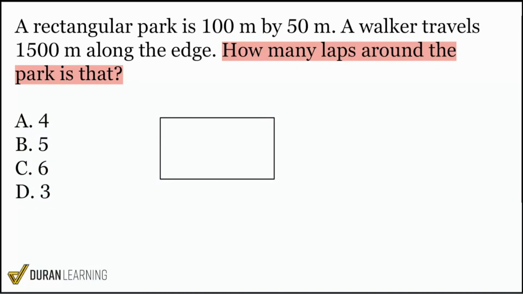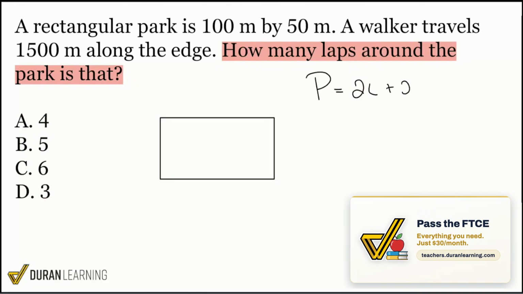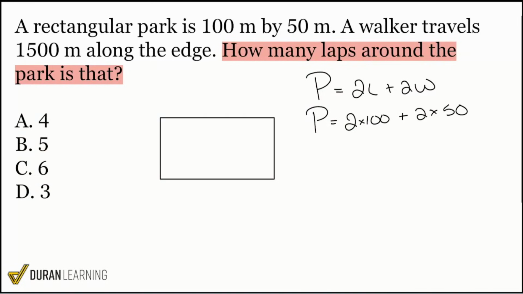To figure that out, we need to understand how long one lap is, and that's going to be one perimeter, going around one time. The perimeter is going to be double the length plus double the width. And this is going to be straightforward here because double 100 and double 50 is going to be 200 plus 100, giving us 300. So each lap, every time we go around this park once, is going to be 300 meters.